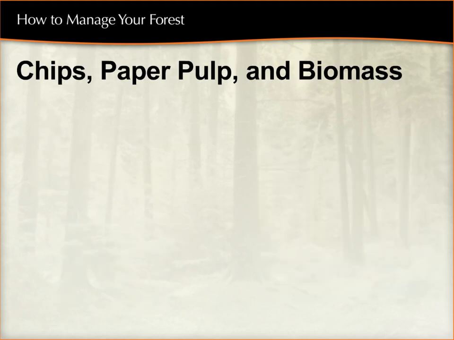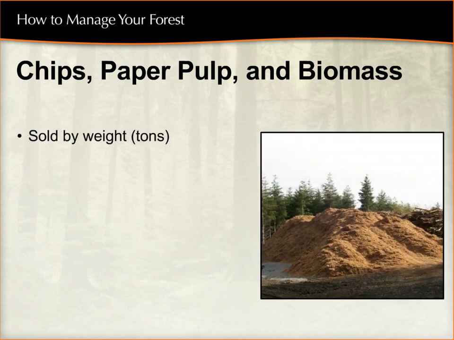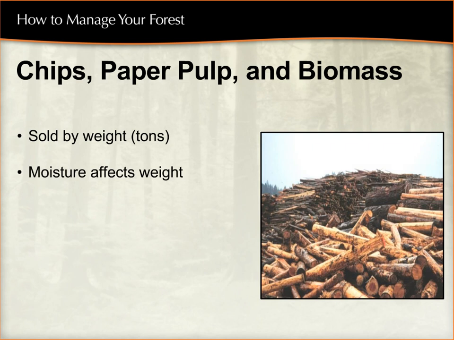When logs are destined to be chips, paper pulp, or biomass, they're generally not scaled under the Scribner or cubic log rule. Instead, they tend to be sold by weight or tonnage. Now, the weight of wood products varies a fair amount depending on its moisture content, and the moisture content of wood will vary throughout the year. Mills know this, and they generally pay a different rate depending on what time of year it is, but still it's important that you minimize moisture loss in the logs that you're selling by not leaving them decked up too long and by moving them quickly to the mill.